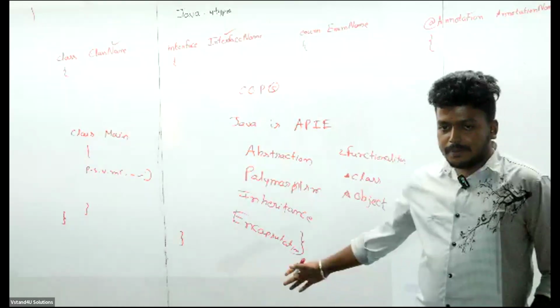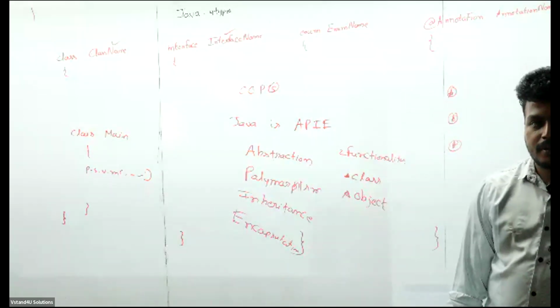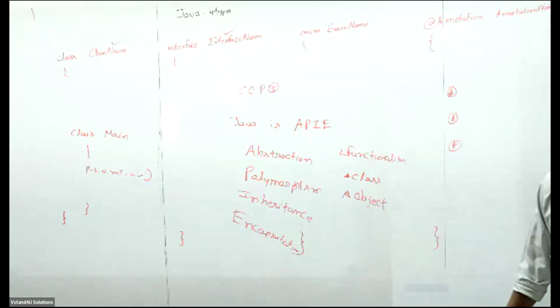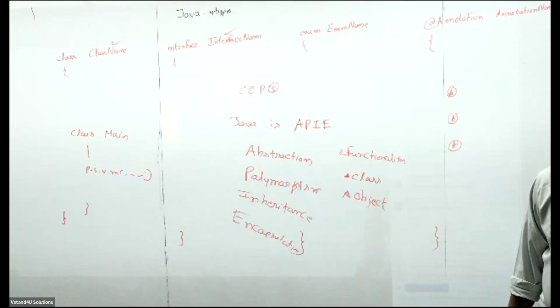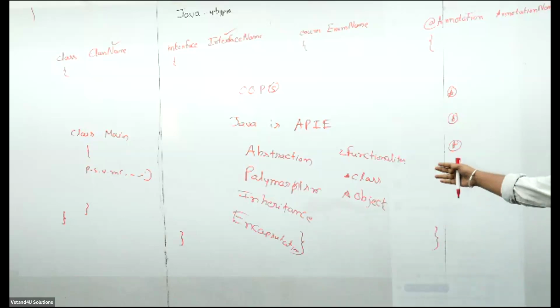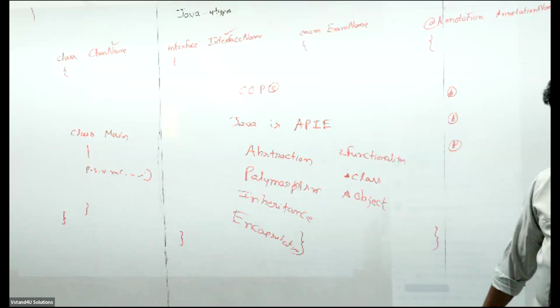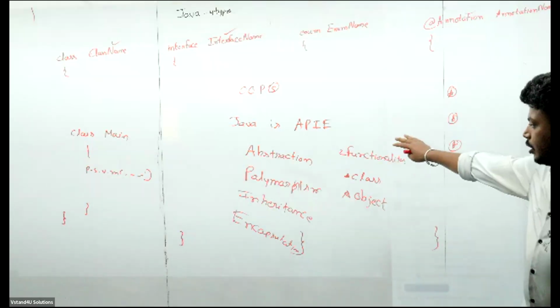These are the main pillars of the OOPS concept, right? Along with these, we have some other OOPS concepts in Java. Can anybody tell? We have some more principles of the OOPS concept in Java, not only these four.